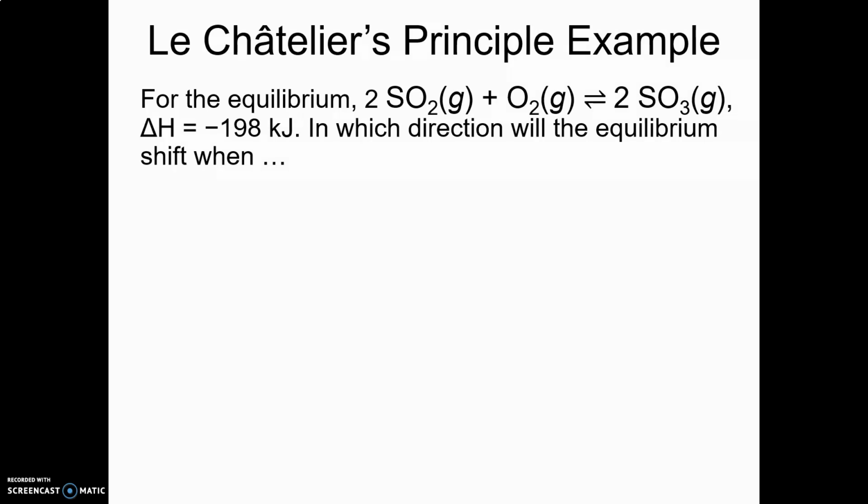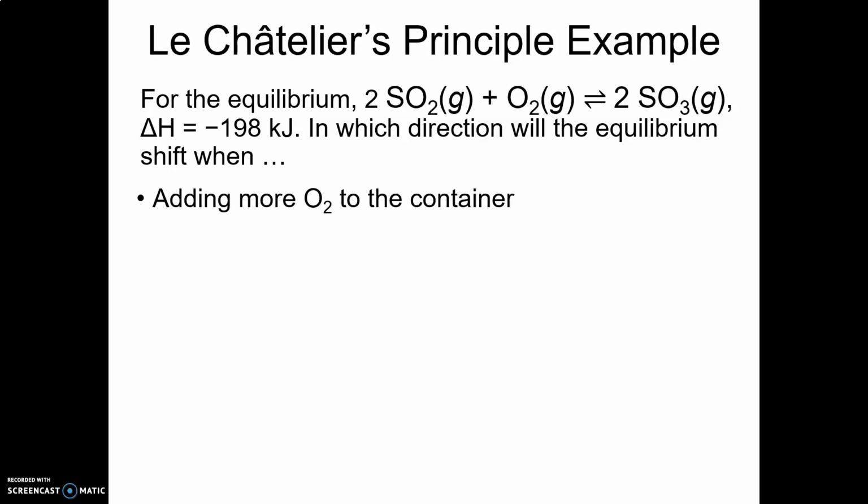So let's look at an example here. We have the equilibrium of 2 moles of SO2 plus a mole of oxygen goes to make 2 moles of SO3 gas, okay? And it says delta H is equal to negative 198 kilojoules. What's that negative telling you? Yeah, exactly. It's telling you that it's exothermic, all right?